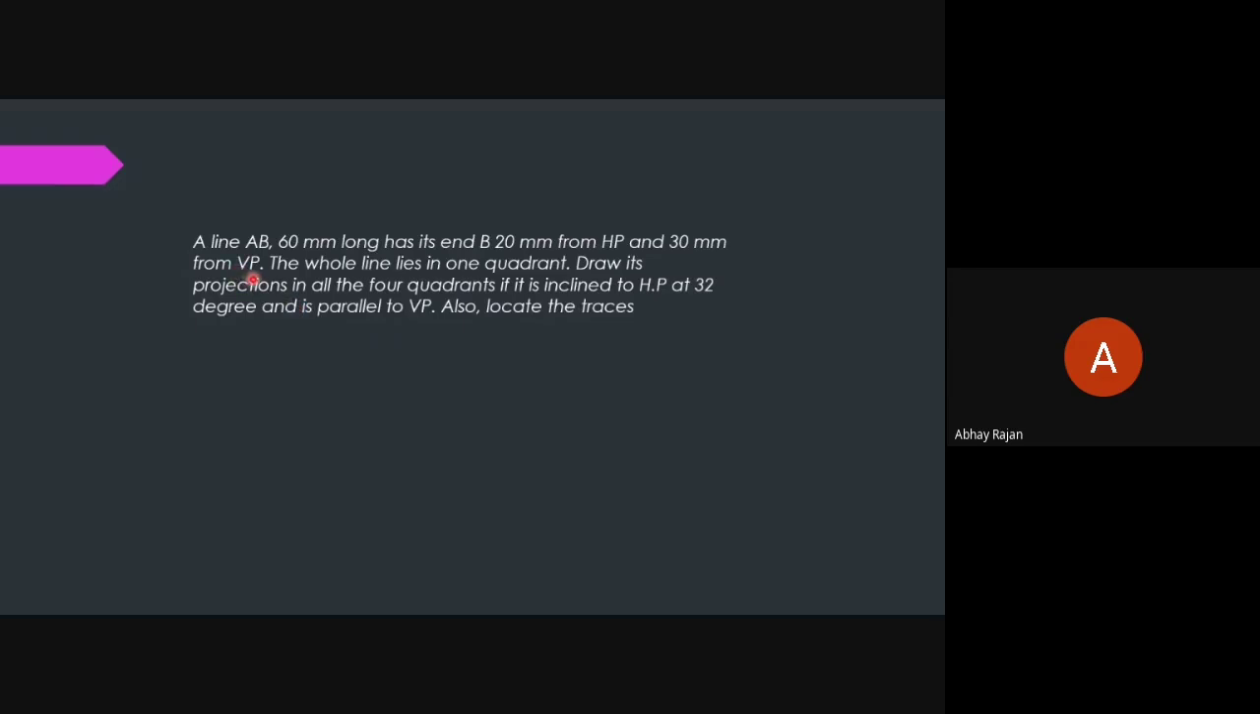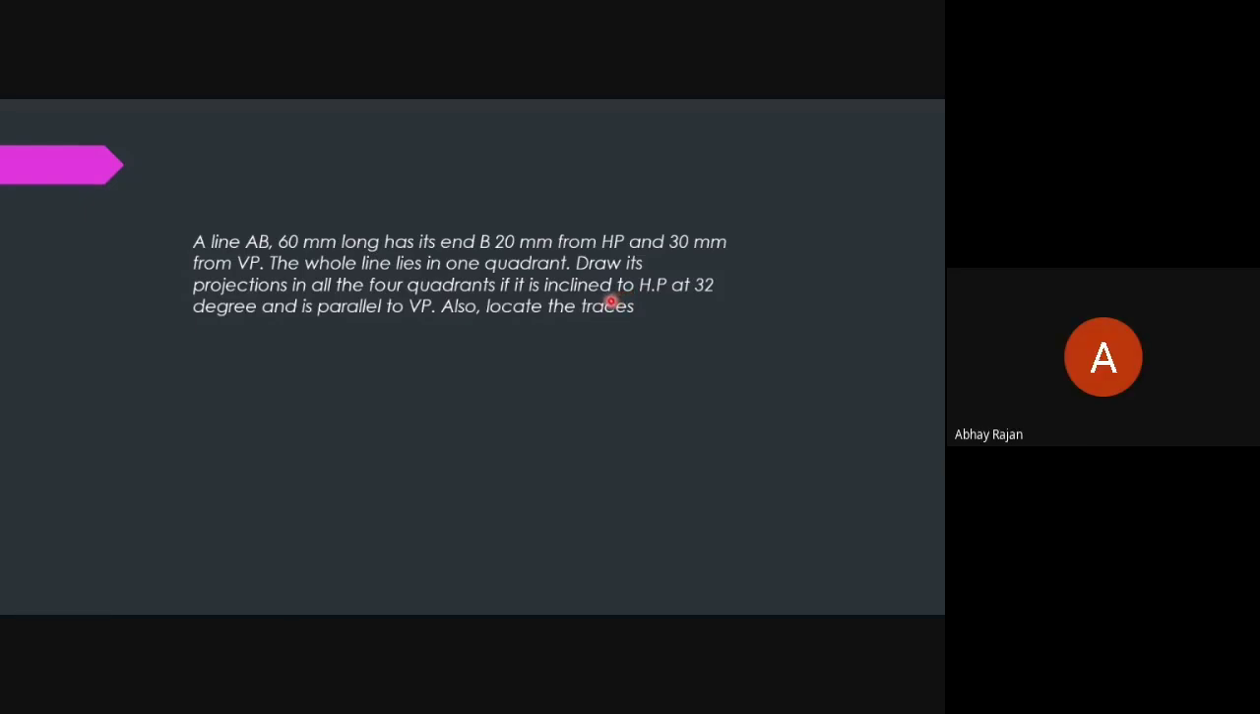And then you can draw this. So here the line is 60 mm long, as it's given, the whole line. So draw its projections. So you have to draw this line. Based on that you can place this line in various quadrants, right? And actually in this question it is given that it is inclined 32 degrees to HP.